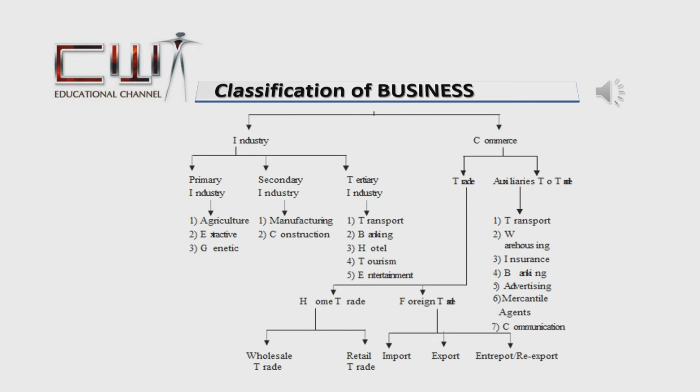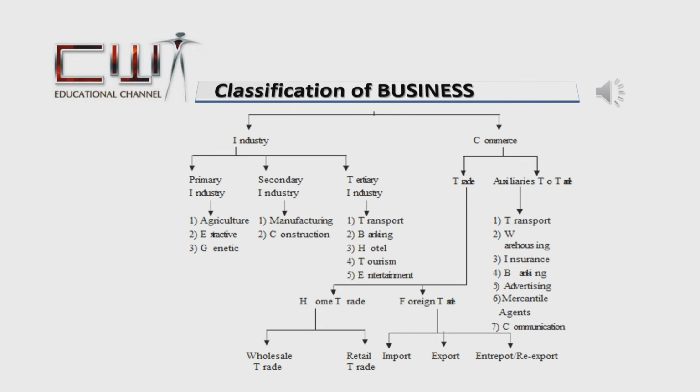Coming now to the commerce aspect. Commerce is anything which is helping the industry. So it is a part of the business. So under commerce, we have two activities: trade and ancillaries to trade. Trade is further divided into home trade and foreign trade. Home trade means whatever trade takes place within the boundaries of the country, and foreign trade means the trade which is carried outside the boundaries of the country.